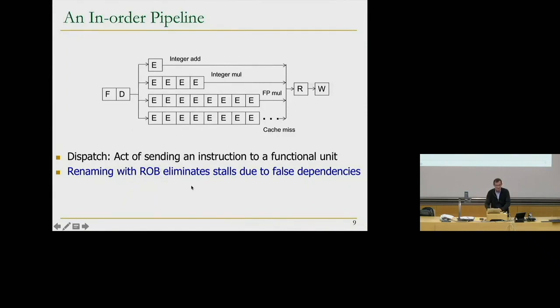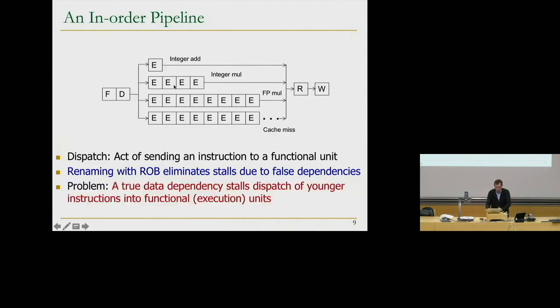But renaming with reorder buffer eliminates stalls due to false dependencies. So if you have false dependencies, you can still keep going. But the problem is that a true data dependency stalls the dispatch of younger instructions. So if you have an instruction over here that's waiting for register 3, and register 3 is not available yet, and you cannot get it from the bypass paths, because you still need to wait to be able to bypass, you just wait. Meaning that you just stall the pipeline.